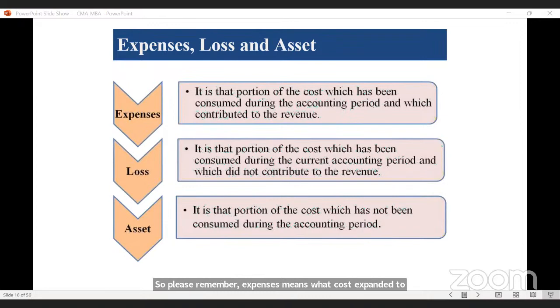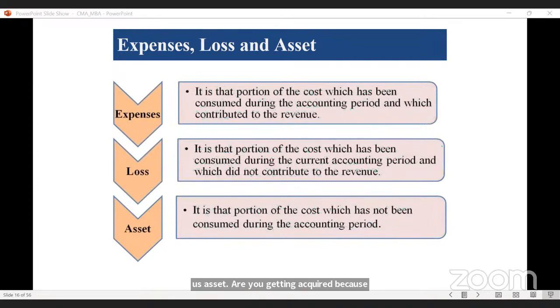Again, the portion of the cost which has been consumed during the year is known as expenses. The portion which has not yet been consumed is not known as expenses. This is known as asset. Please remember, this is known as asset. Are you getting my point? Because still now we have not consumed it in order to get the benefit, this is known as asset.